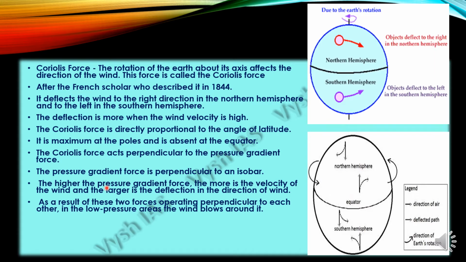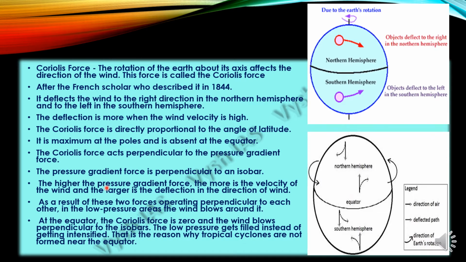As a result of these two forces operating perpendicular to each other, in the low pressure areas the wind will blow around it. At the equator the Coriolis force will be 0, and the wind will start blowing perpendicular to the isobars. So these low pressure belts get filled instead of getting intensified. They slow down. That is the reason why tropical cyclones are mainly not formed near the equator, because there it will not be so powerful.